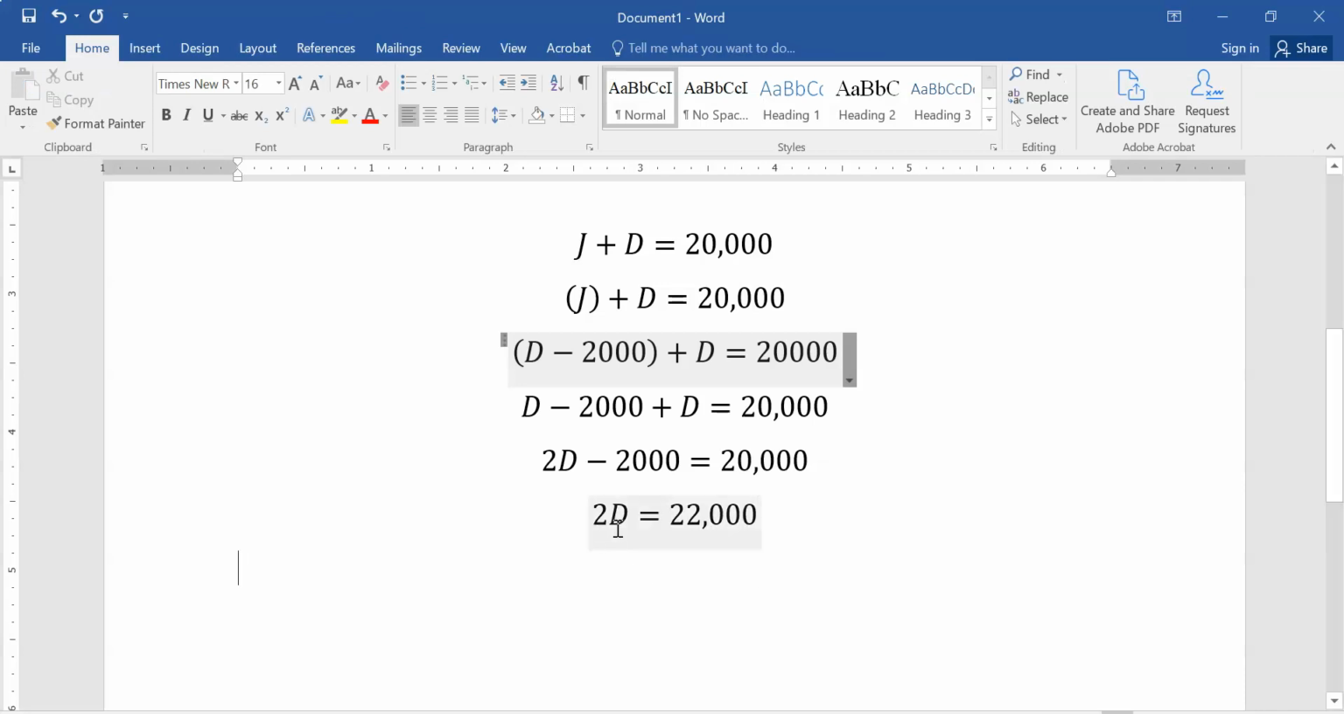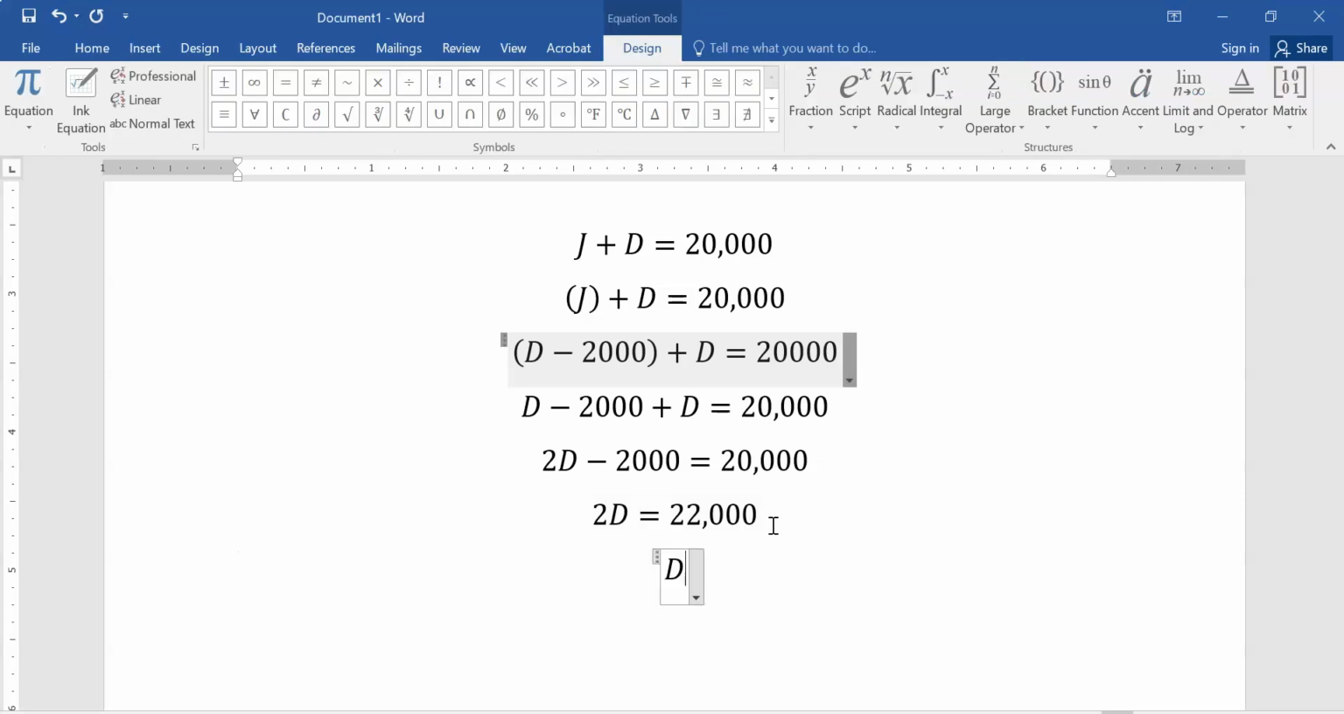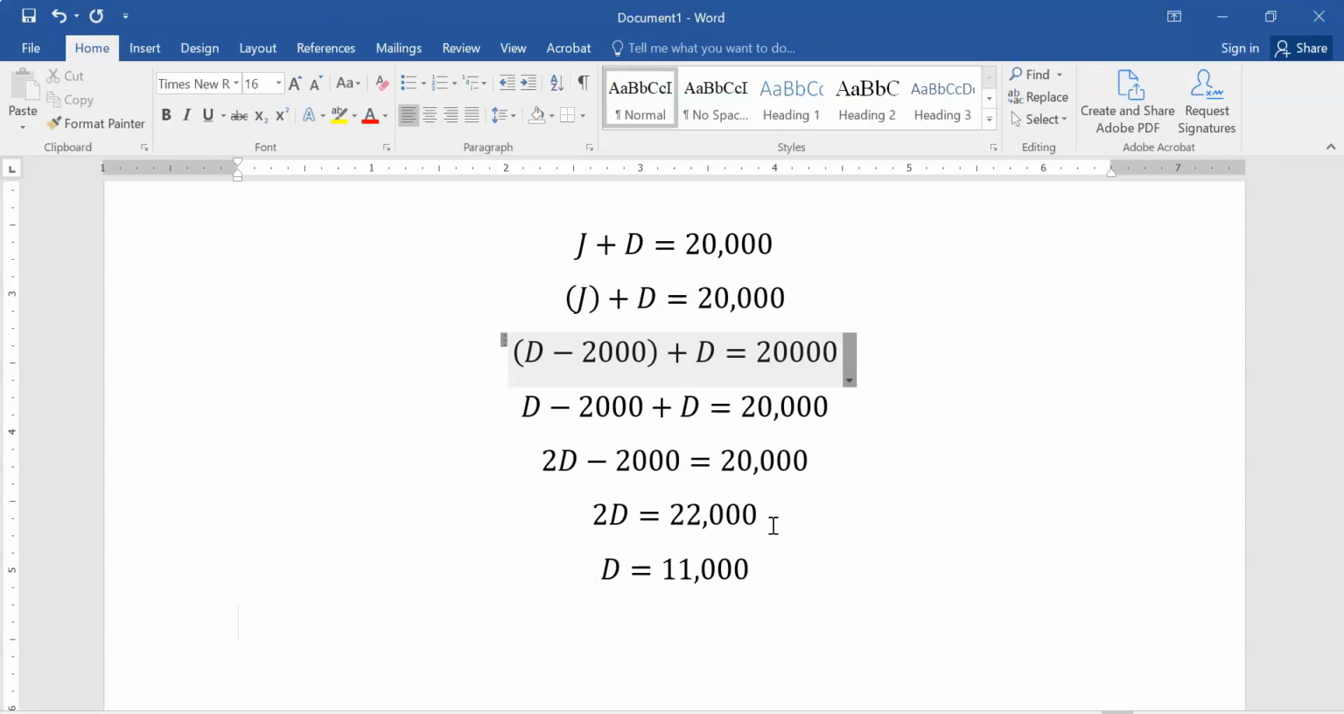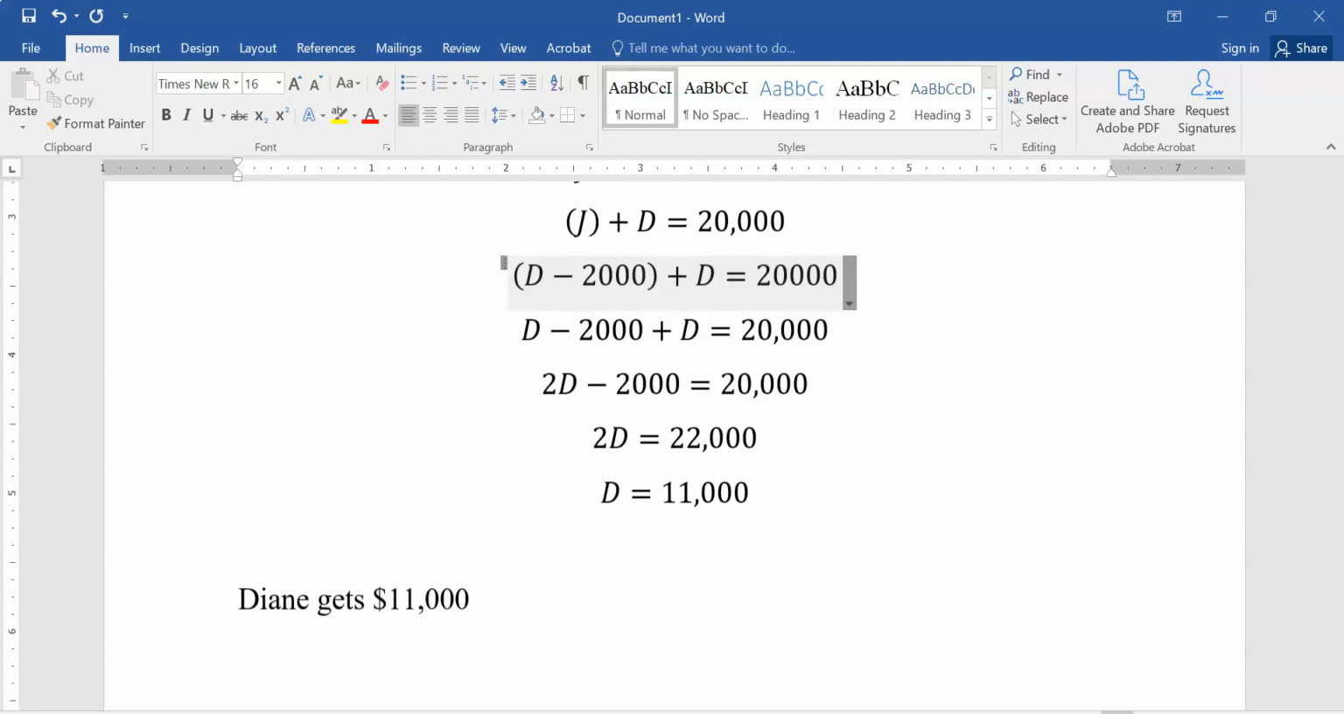And then divide both sides by 2. When you divide the left by 2, you just get D. When you divide the right by 2, you get 11,000. So there you go, D equals 11,000. Now what that means is that the amount that Diane is going to get is 11,000. Now how much is Jack going to get?